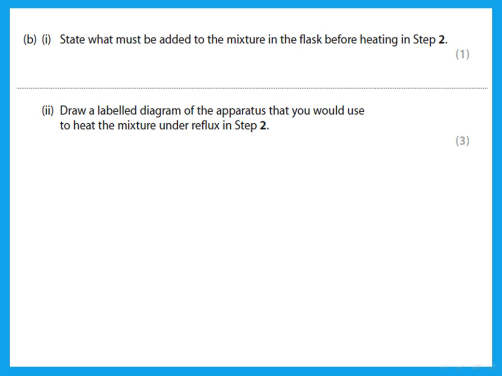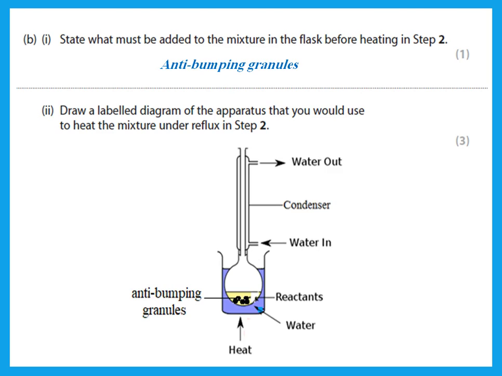Now state what must be added to the mixture in the flask before heating. Remember, this was when he was heating it for reflux. You need to add anti-bumping granules before you heat it under reflux. This is the kind of apparatus. So when he says draw a labelled diagram of the apparatus you would use for heating under reflux, this is the kind of apparatus that we use.